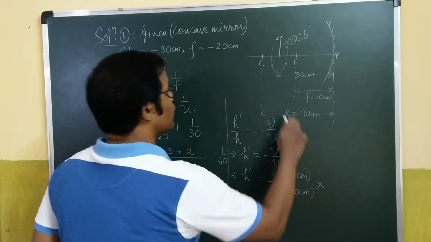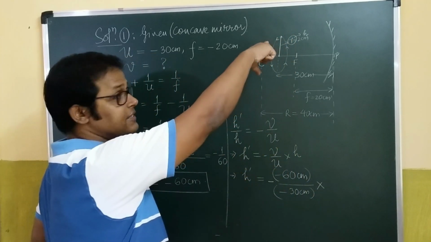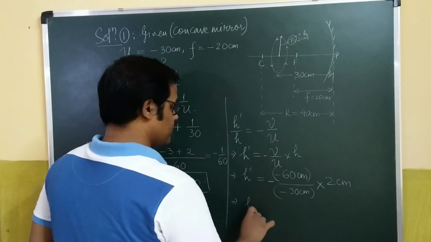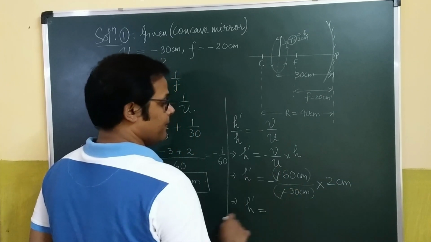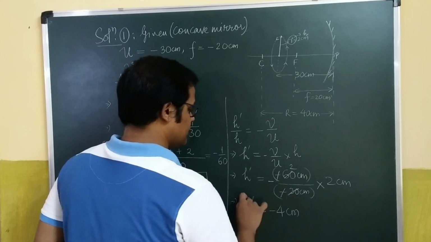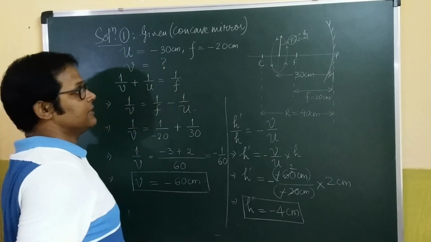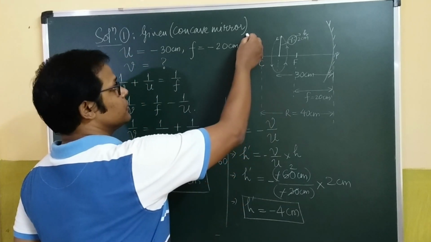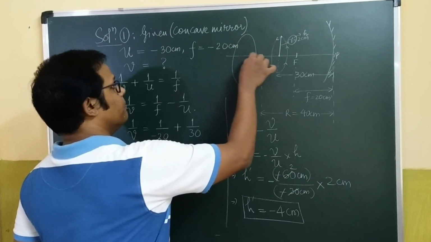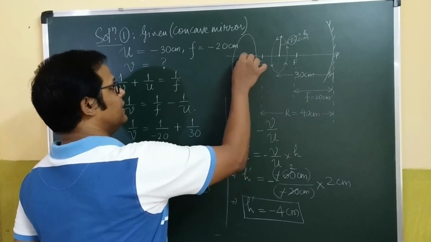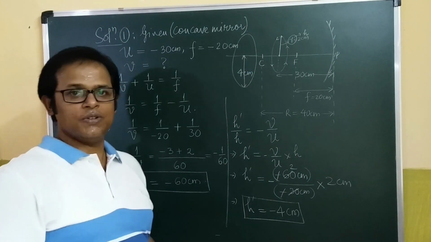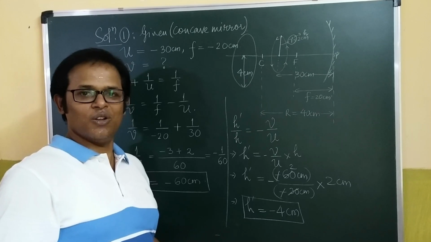And the height of the object, which in this case is the radius of the circle, is 2 centimeters, which is positive always. So H dash comes out to be, absolutely, minus 4 centimeters. So it means that there will be a circle formed which will be pretty large and which will be beyond C, and this radius is going to be around 4 centimeters. Hope the solution is very clear to all of you.